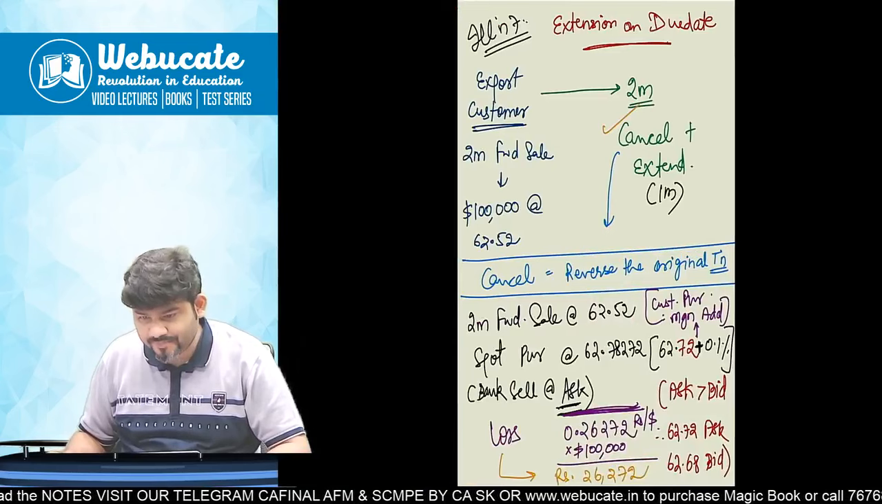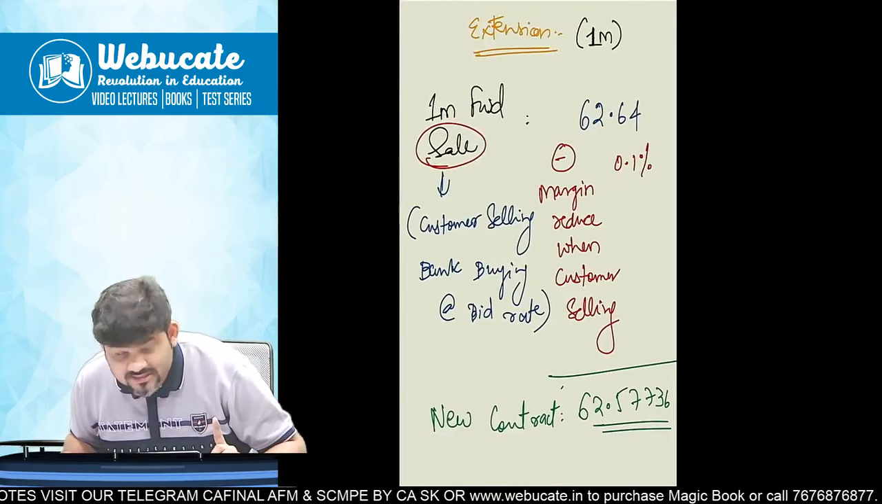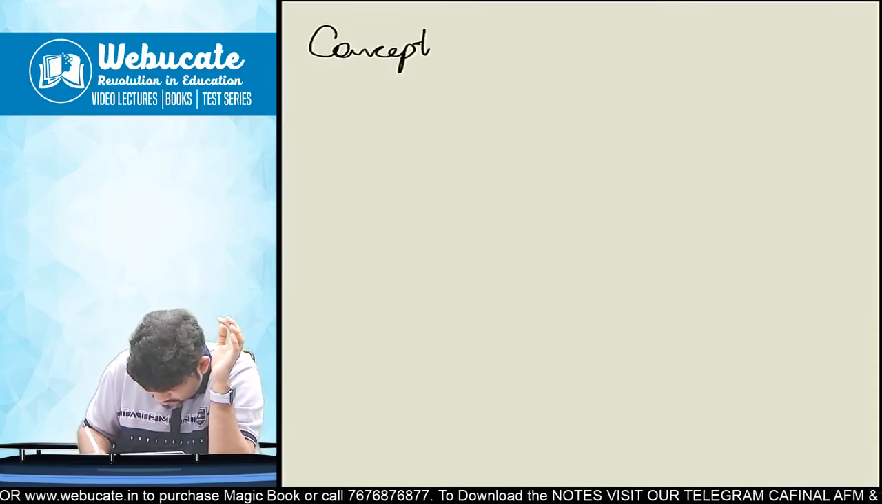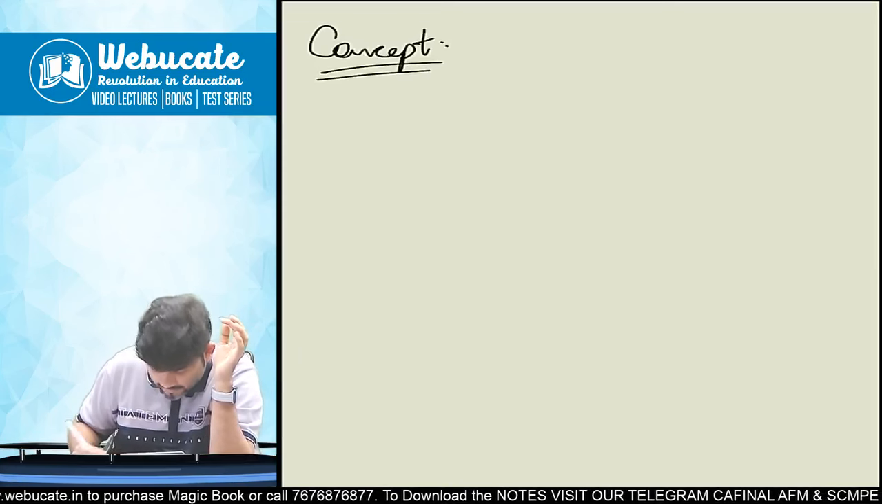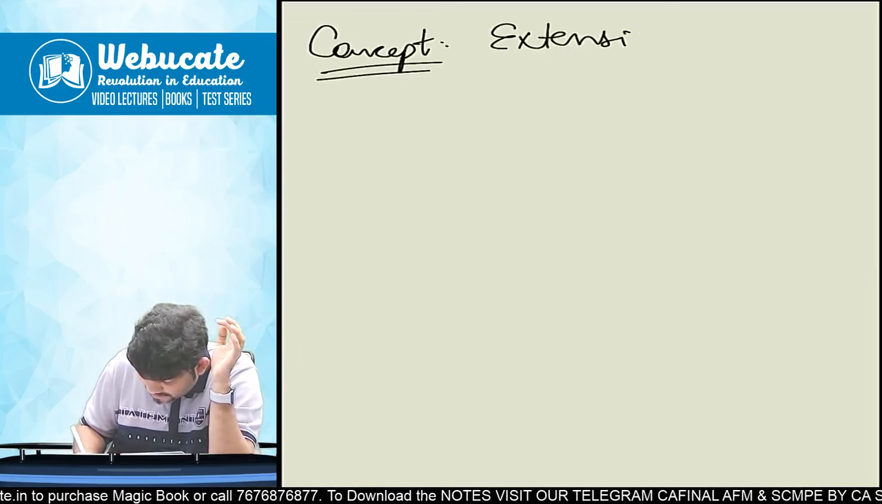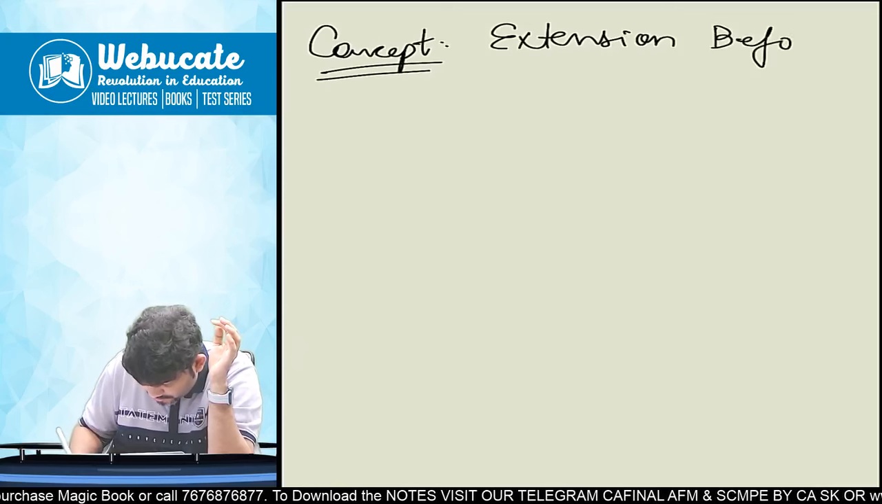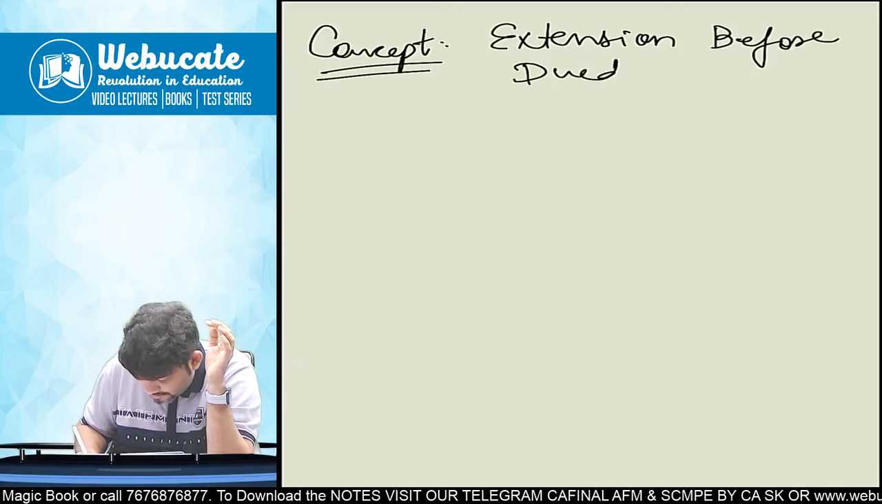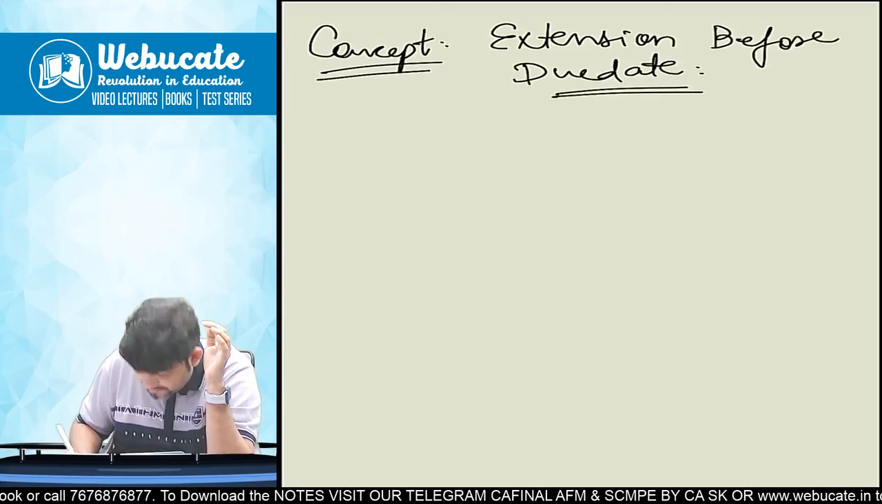Now, so extension on due date is done. What is left? Extension before due date. Then after due date, late cancellation, late delivery, all of that we'll do it together in the last sum. Okay? Chalo, now we are almost on the second last sum. Wow, so good, na? Slowly, steadily, we are now almost on the verge of completion. Extension, but before due date.